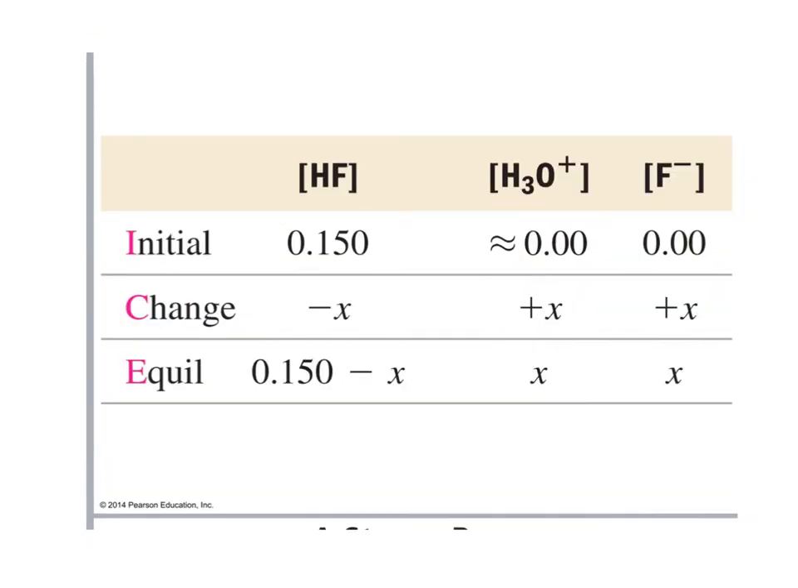So we can look at this a little bit with HF. Again, your Ka is going to be equal to x squared over 0.150 minus x.